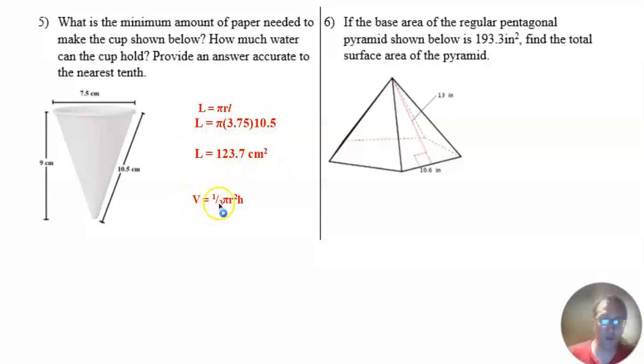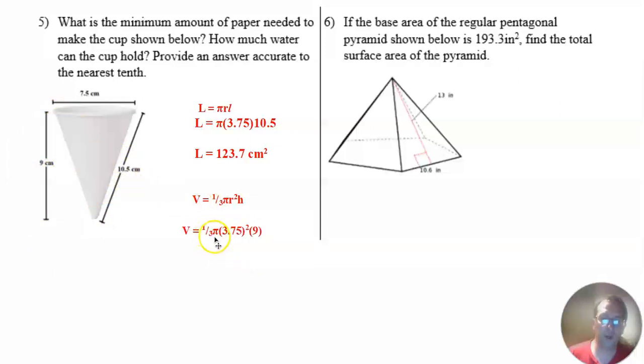For volume, we have 1/3 pi r squared times the height. Remember, r is not the 7.5. R is the 3.75. It's half of that. Times the height, and this is the actual height, not the slant height. So we're not using the 10.5. We're going to use the 9 right here, the actual height of the cup.